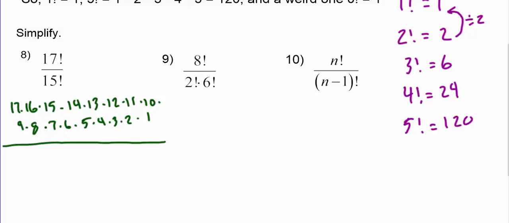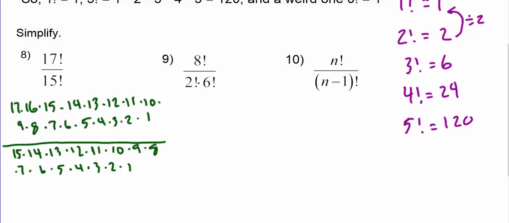All right, now 15 factorial would be 15 times 14 times 13 times 12 times 11 times 10 times 9 times 8 times 7 and 6 and 5 and 4 and 3, 2, and finally 1. Okay, why did I do all that?